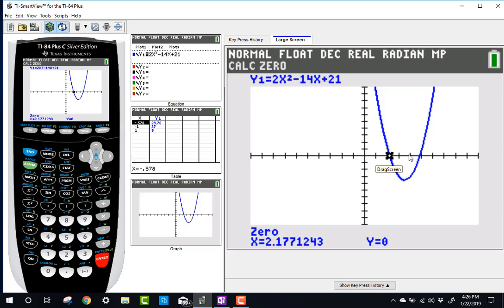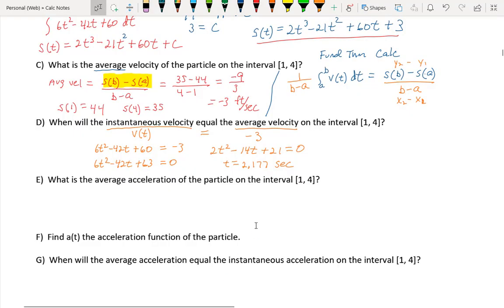Now, why is that important to realize before I waste a bunch of time on an AP test here? If you look at our interval, it goes from 1 to 4. I don't care about this intercept that's over here past 4 seconds, because again, in our problem here, it says on the interval from 1 to 4. So even though there's 2 solutions on the calculator, there's only one solution that they're looking for on the interval from 1 to 4. Okay? So you just want to keep that in mind. All right? And we'll go on to the next one.